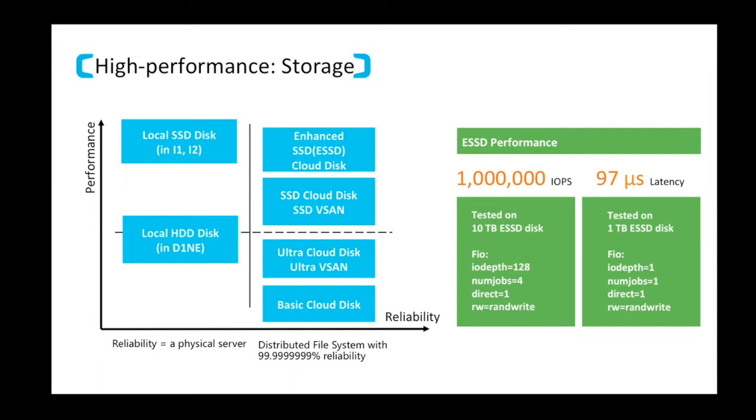On the right side there are different EBS types. It uses a triplicate distributed system to provide 99.9999% data reliability for ECS instances. EBS can be created, released, and resized at any time. Here I've listed two test results of the latest generation of EBS, which is called enhanced SSD, ESSD for short. It provides a much higher I/O performance and lower latency.